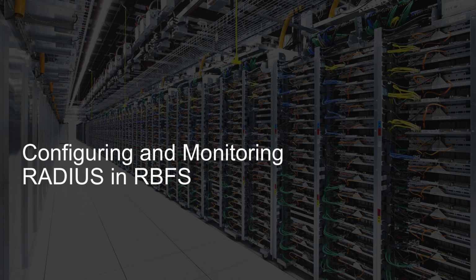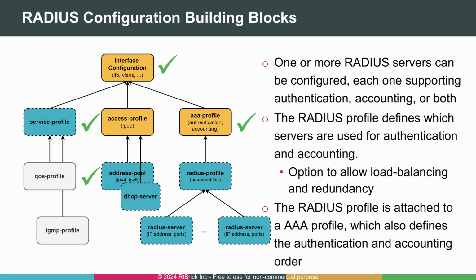To improve our understanding of Radius services, and its interaction with the BNG, let us configure Radius on RBFS step by step and complete this section with some monitoring commands. We have seen this diagram in parts before, and we already know that an AAA profile is a mandatory part of the configuration. When configuring Radius, there are two additional building blocks.